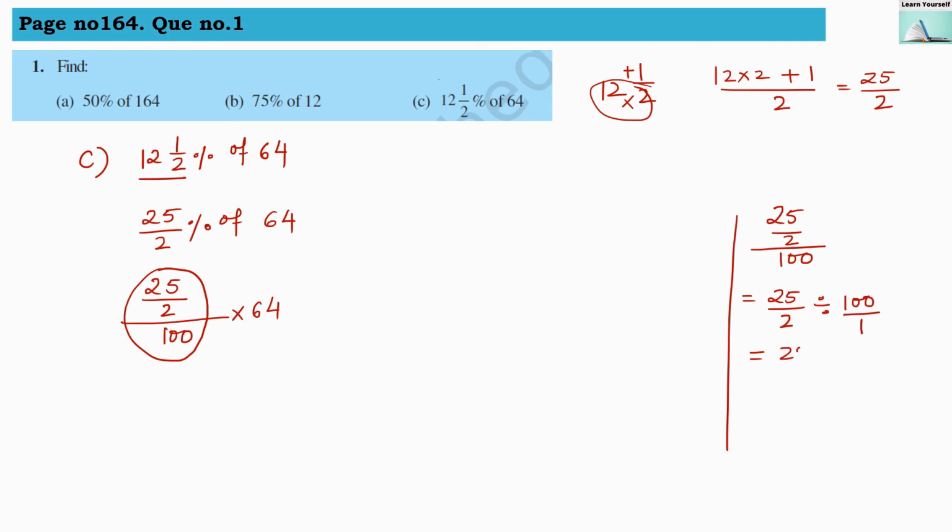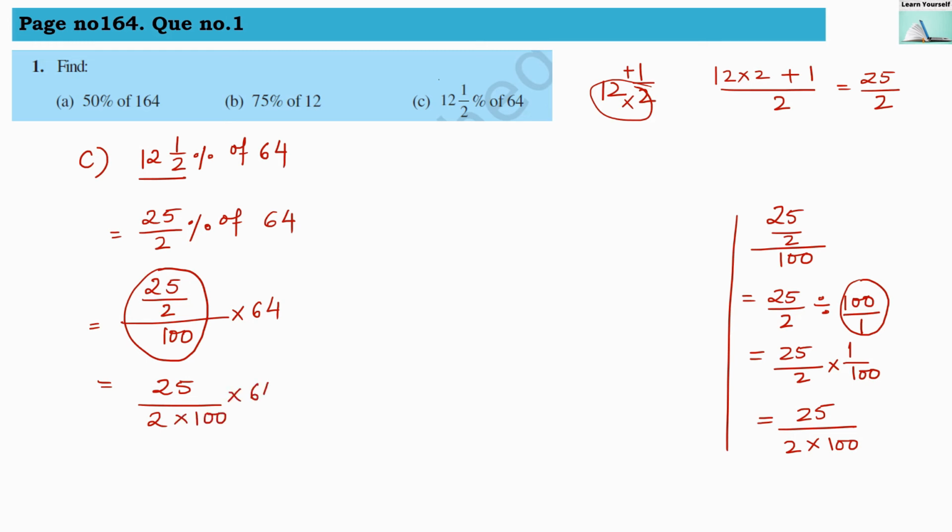So when we are converting this division sign into multiplication, we have to write the reciprocal of this 100, so 1 divided by 100. So our term now has become 25 divided by 2, in multiplication with 1 divided by 100. So 25 divided by 200 will be our simplified term. So I am writing directly here 25 divided by 2 multiplied by 100 multiplied by 64.